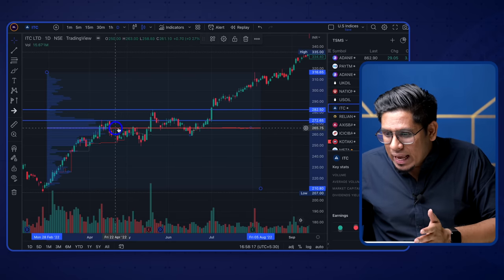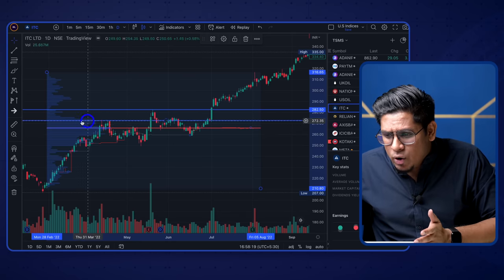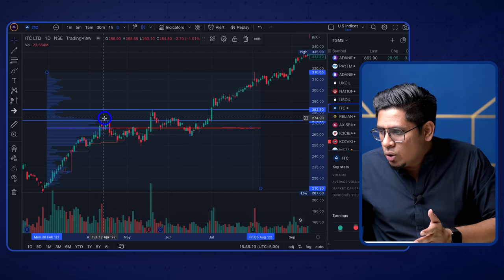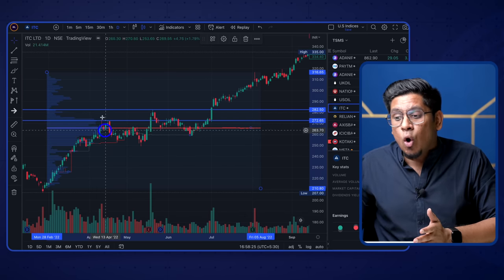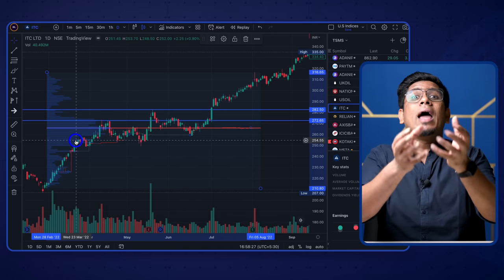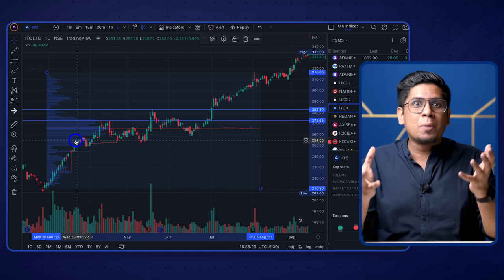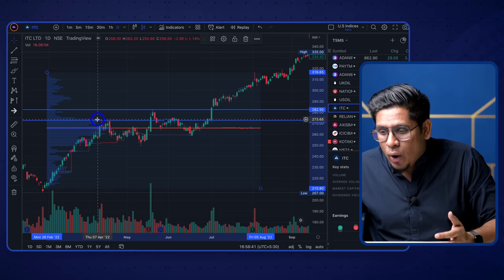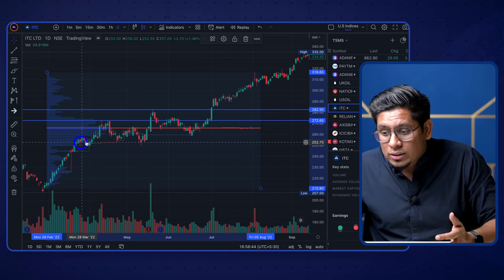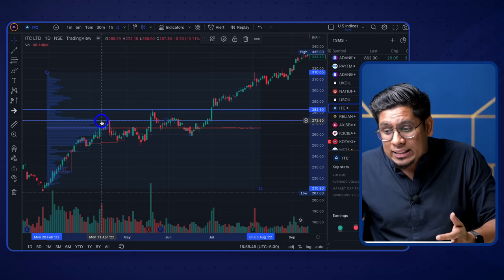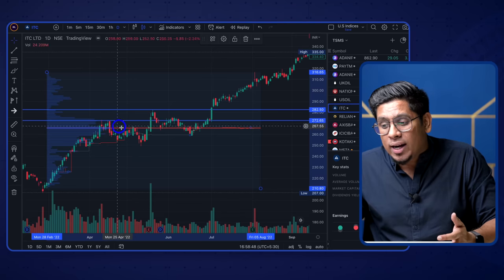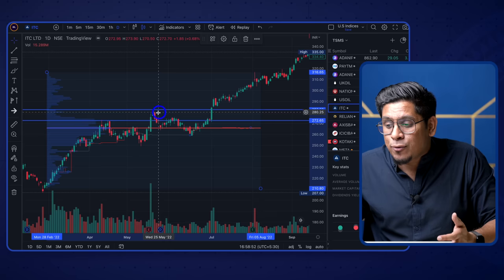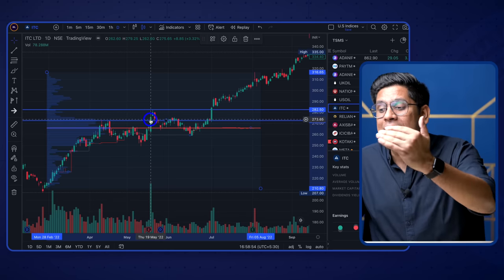And where is the next largest volume that you can see? Somewhere around here only, right? This whole zone of, I'd say, 260 to 275. This whole zone is where most activity is happening. So you can plan a lot of things here also, right? Why do you think this zone is important? Because this zone is where ITC went up till here and then consolidated, then came down. So a lot of stuff happened here and finally the breakout happened from that level itself, right?